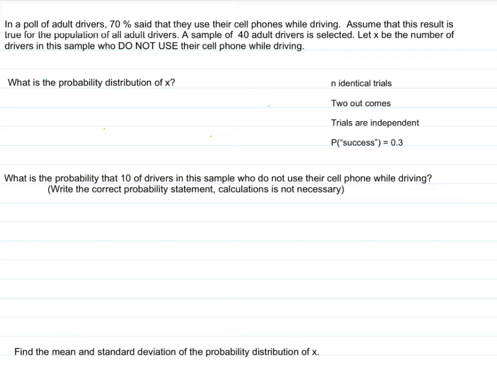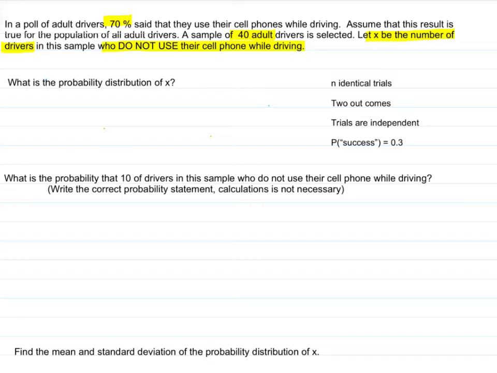In a poll of adult drivers, 70% said that they use their cell phones while driving. Assume that this result is true for the population of all adult drivers. A sample of 40 adult drivers is selected. Let X be the number of drivers who do not use their cell phone while driving. What is the probability distribution of X?